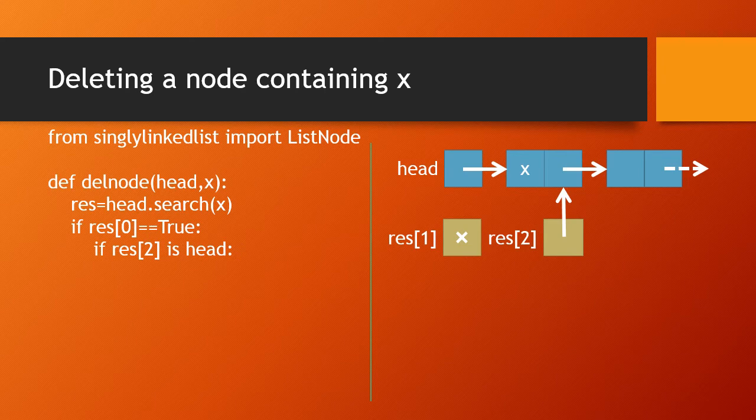So if res 2 is head, this means res 2 and head are pointing to the same node. When will this condition be true? This condition will be true only when the first node contains X.